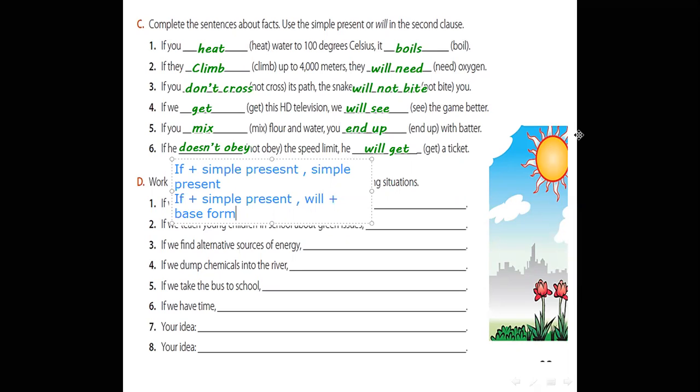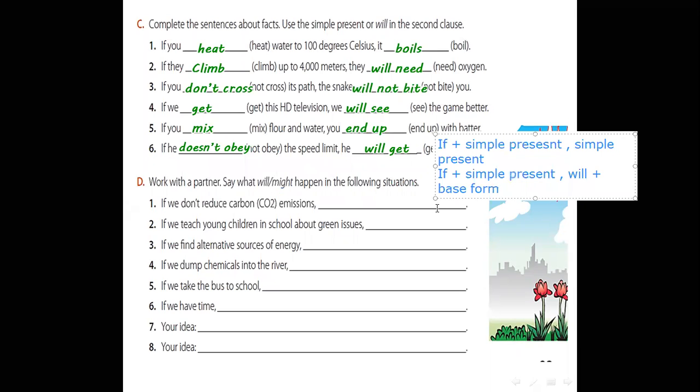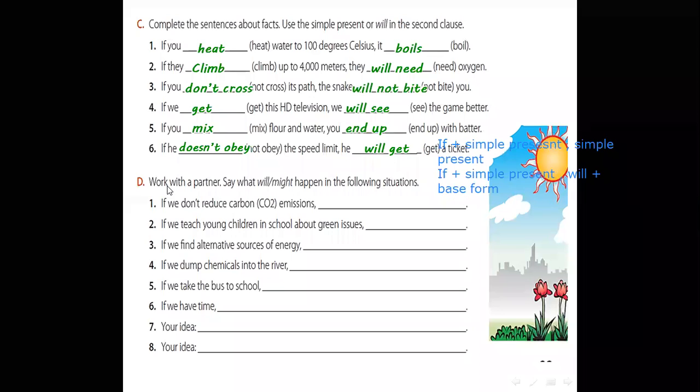What about exercise number D? Work with a partner. Say what might happen in the following situations. If we don't reduce CO2 emission, what will happen? Excellent. Global warming will get worse.